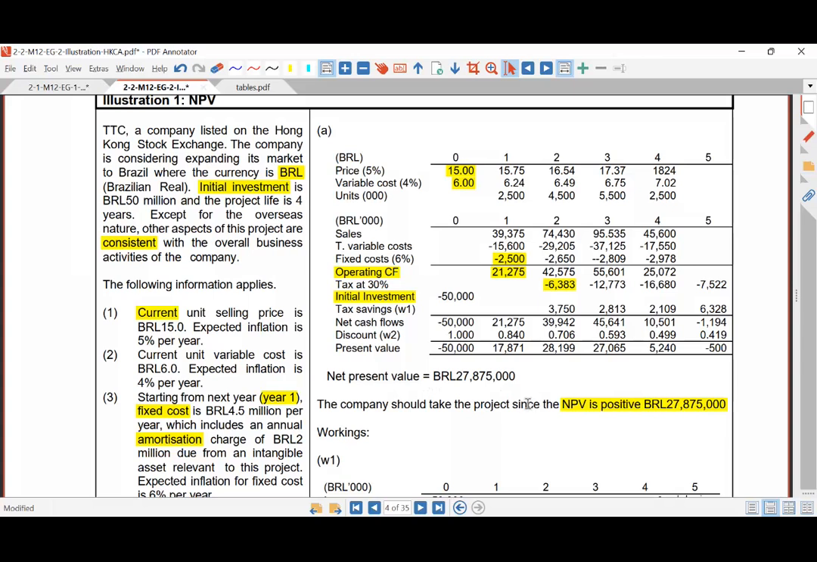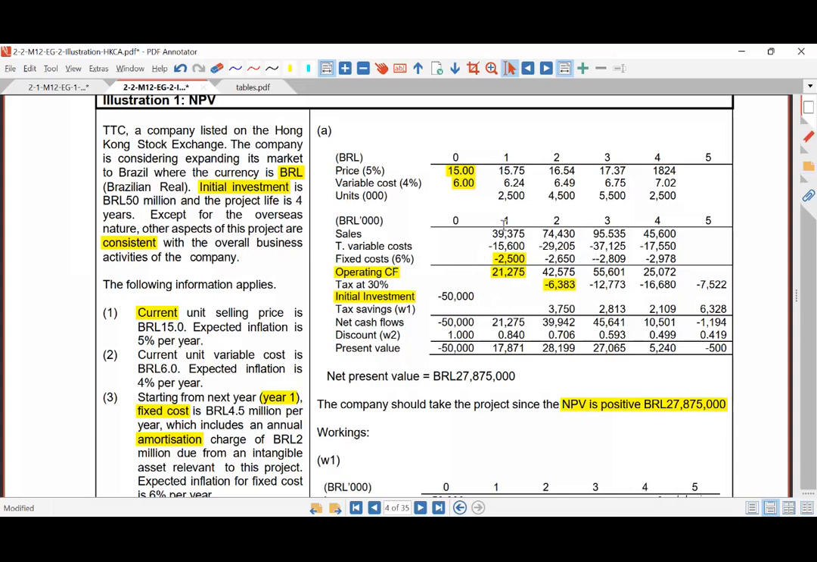Then you gain the speed, you gain the format. Alright, so we handle sales and variable cost. Fixed cost is simple. Fixed cost starts in year 1: 4.5 minus 2, you have 2.5 in year 1. After that, you will increase by 6%. So multiply by 1.06, you get this figure. Multiply by 1.06, you get this figure, and so on.